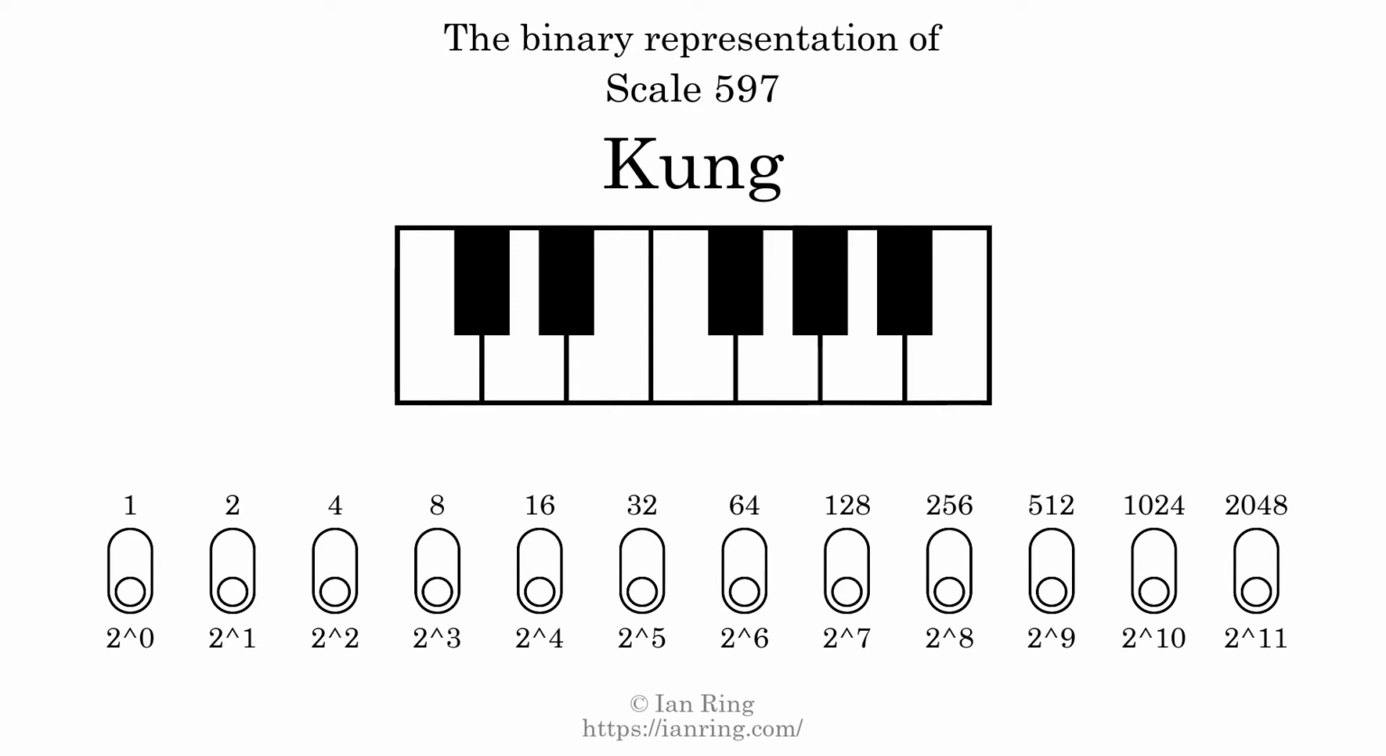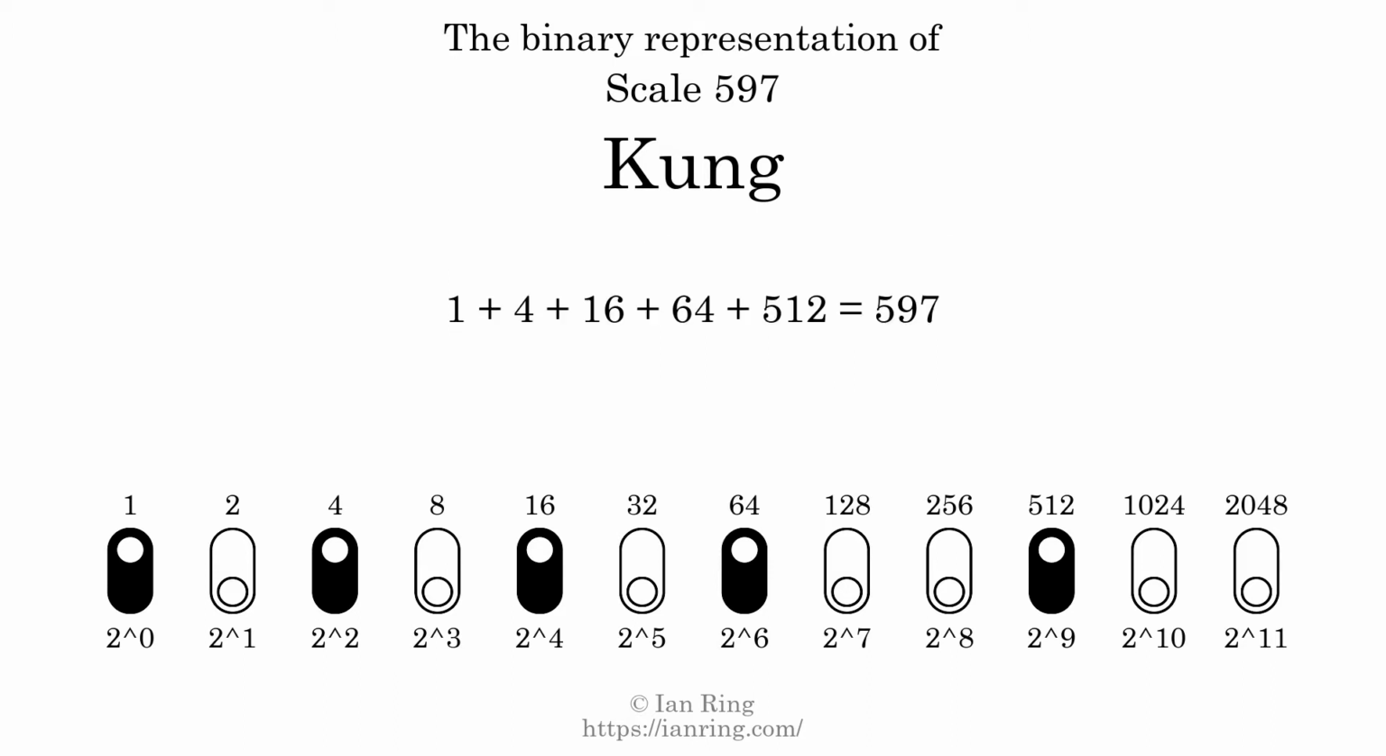The binary representation of this scale is determined by mapping tones of the scale to binary digits. Each binary digit represents a power of 2. To get the scale number, we add the powers of 2 together. The powers of 2 that are present in the scale, all added together, equals 597. That is why the scale number, in decimal, is 597.